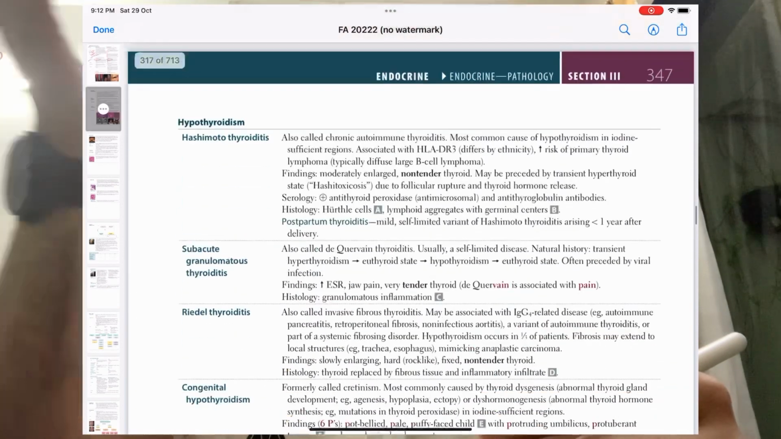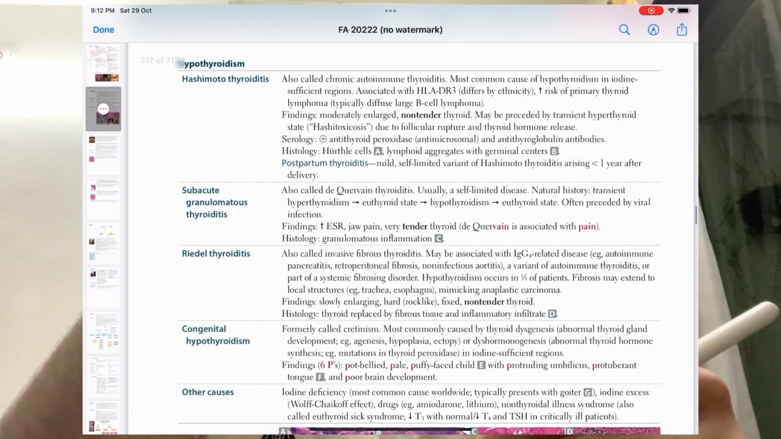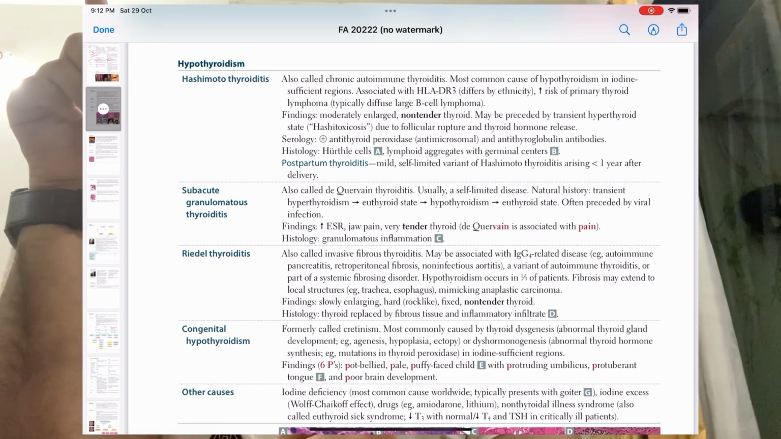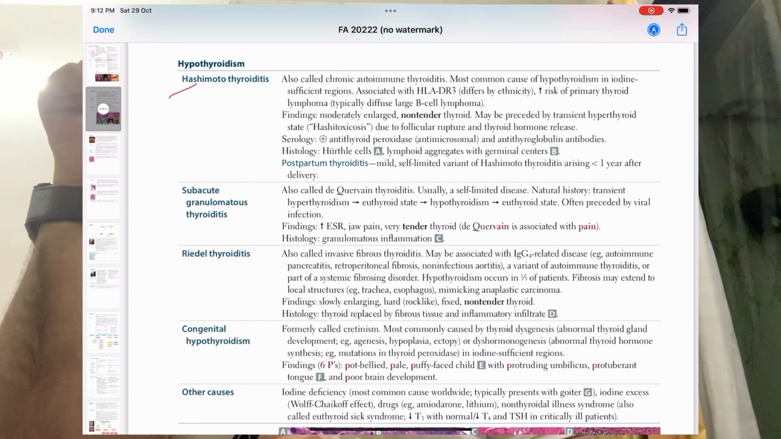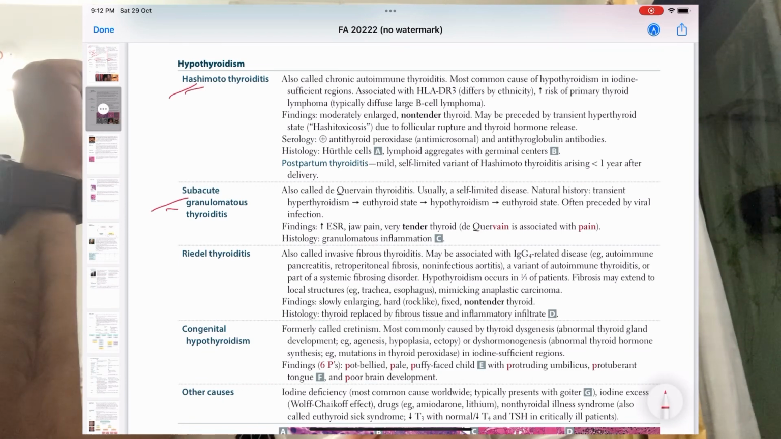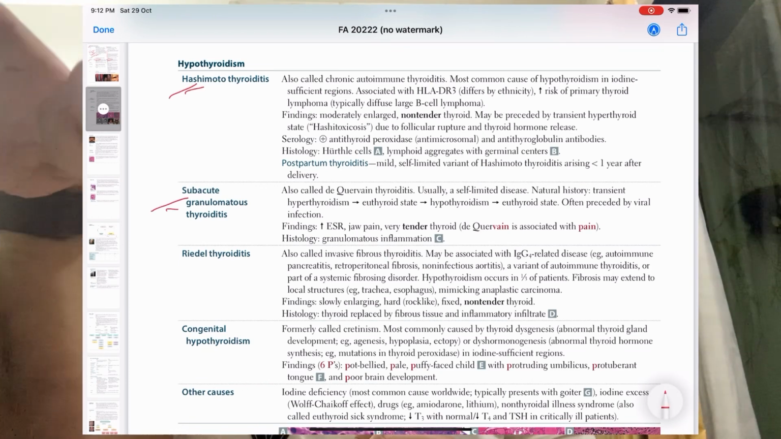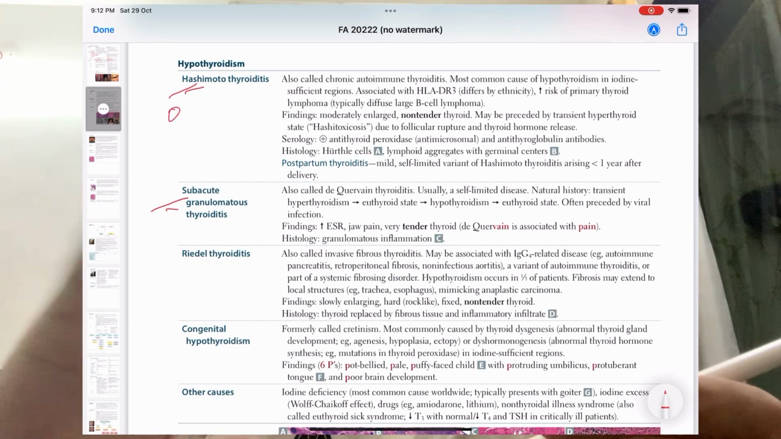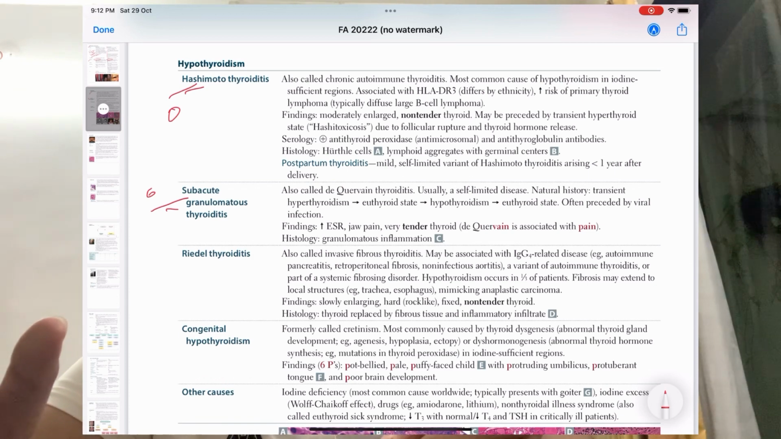Alright, moving ahead to hypothyroidism first, that is the thyroiditis. There are 4 to 5 types of thyroiditis, and each and every one of them is very important. The most common being Hashimoto and De Quervain, that is subacute granulomatous. Riedel and congenital, they won't ask you so much, but these two are very important. Hashimoto, each and every line is important. Alright, especially HLA-DR3 and anti-thyroid peroxidase and antithyroglobulin.